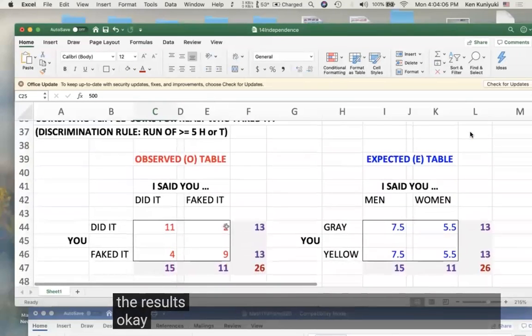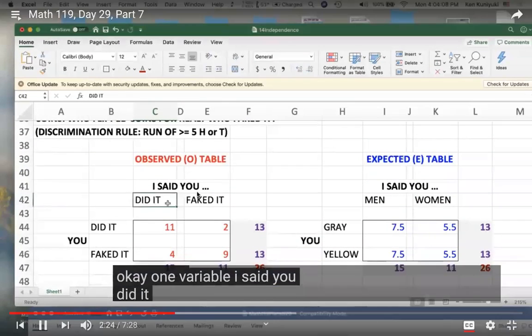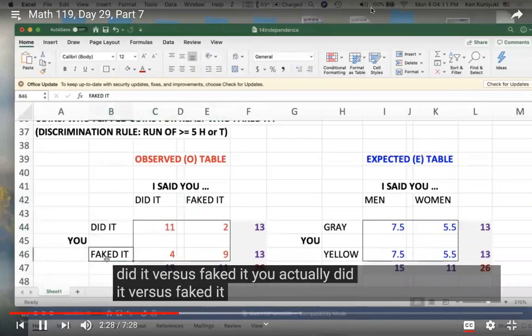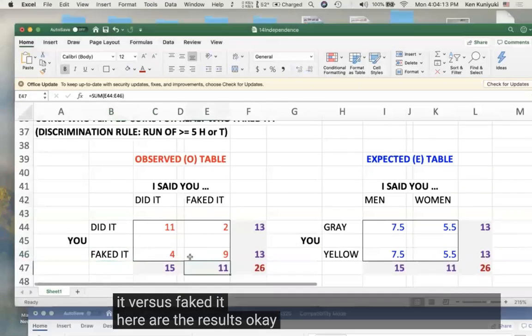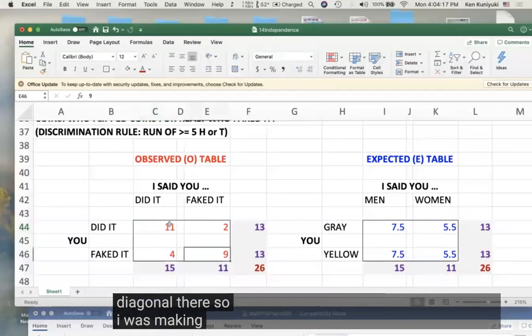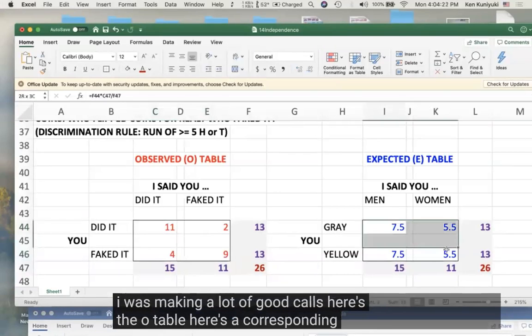Okay. One variable, I said you did it versus faked it. By the way, I should have changed the labels over here on the blue table. Right, did it, faked it. No. You actually did it versus faked it. Here are the results. Notice I'm getting pretty strong numbers along that diagonal there. So I was making a lot of good calls. Here's the O table. Here's the corresponding E table.